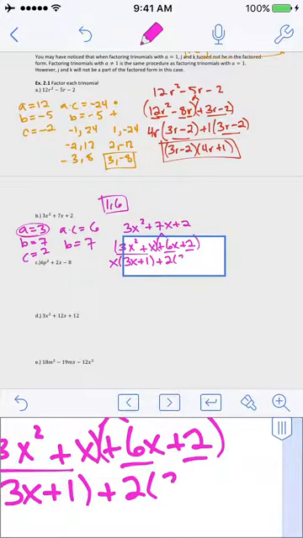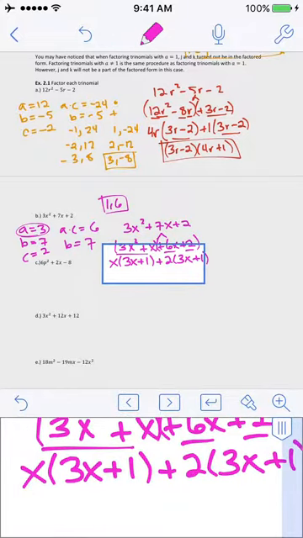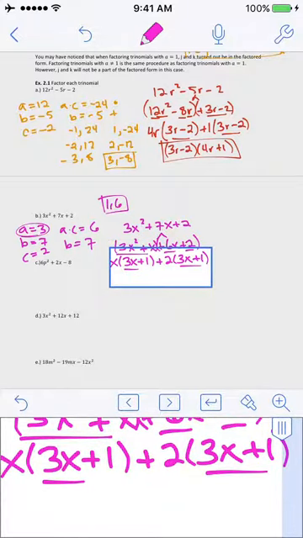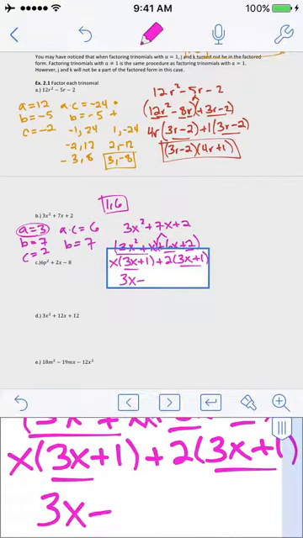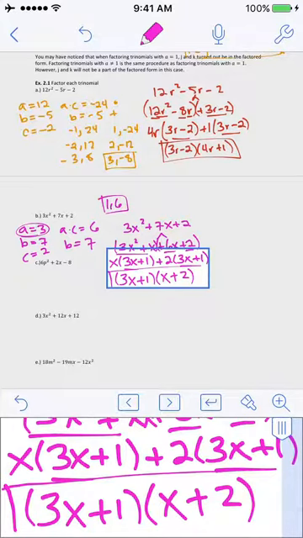Yeah, they have a 2 in common. So I get 3x plus 1. Sorry, a little mental blip there. And I end up getting matching ones, so factoring by grouping works, right? GCF once, GCF twice, GCF three times. x plus 1 and x plus 2.